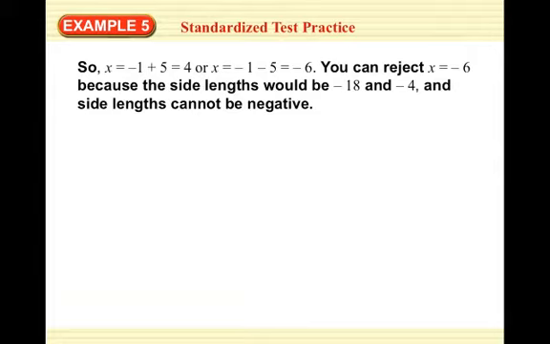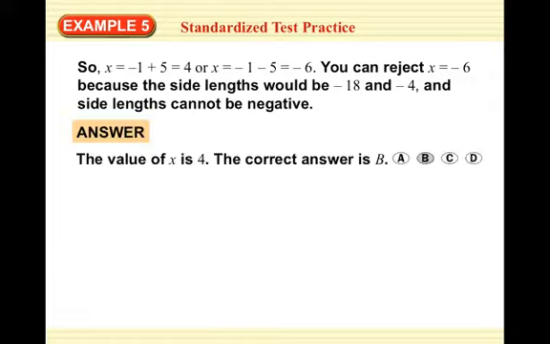Now, remember, we're not just finding values for x, they actually represent the length of sides. We need to reject x equals negative 6 because the side lengths would be negative 18 and negative 4, and side lengths cannot be negative. So the only value that will work is 4. So the value for x is 4 and only 4, so the correct answer is B.